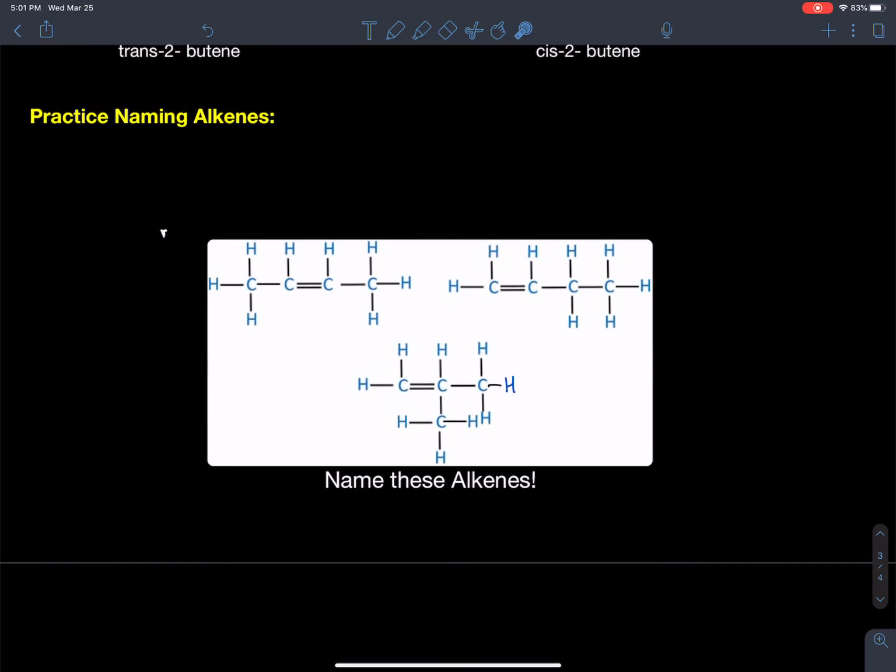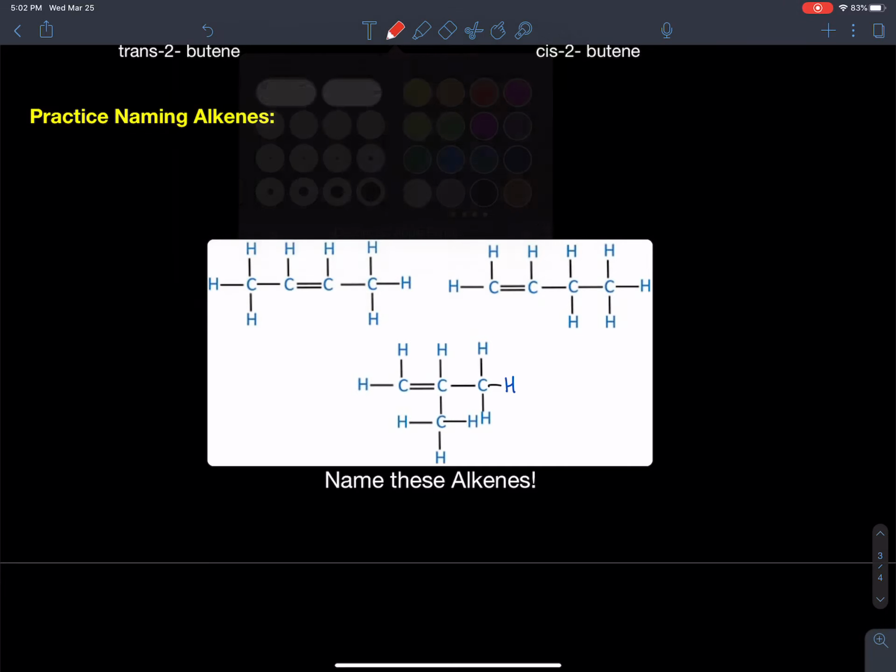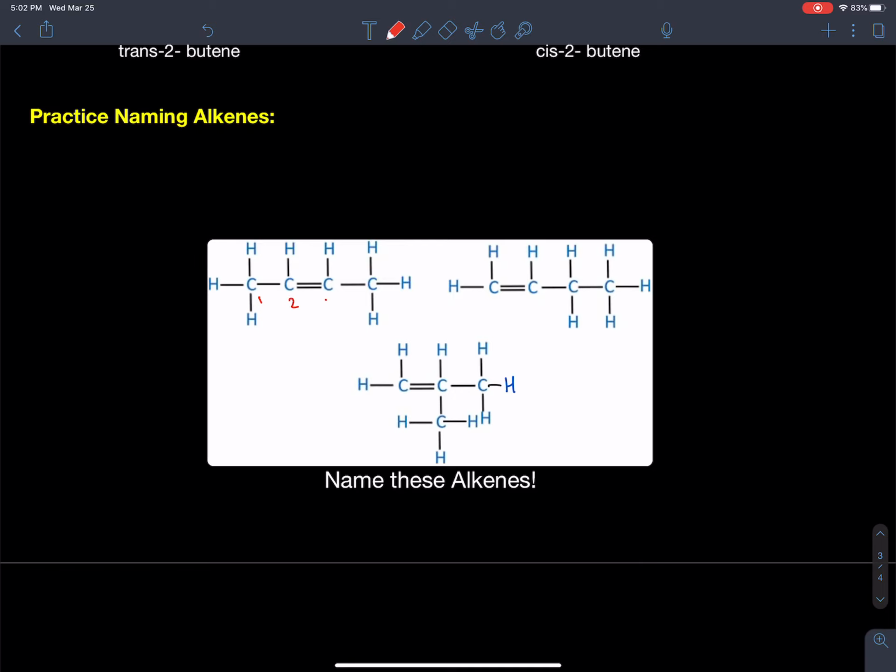So let's work on practicing naming some alkenes that I have drawn here below. For the first one that we're going to look at right here, how would we name that structure? You can pause it, but I'll go through it right now. First I'm going to count the number of carbons in the parent chain. There's 1, 2, 3, 4. In that case, this is going to be a butane or a butene.